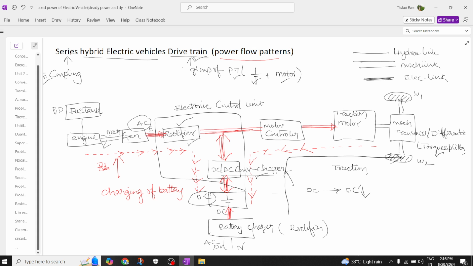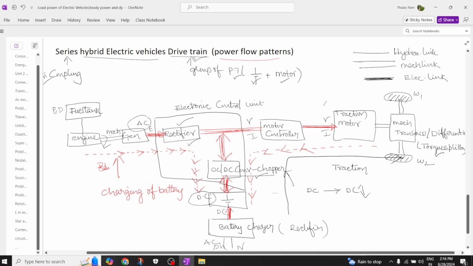and this battery will perform its DC to DC conversion action, and the required voltage and current will be supplied to the motor controller, and this motor controller will give the required voltage and current format to this induction motor, which is nothing but an AC induction motor. This traction motor is directly coupled to the differential or torque splitter. That's how ultimately the wheels will propel in the forward direction.